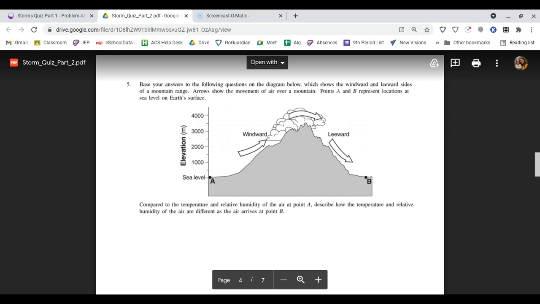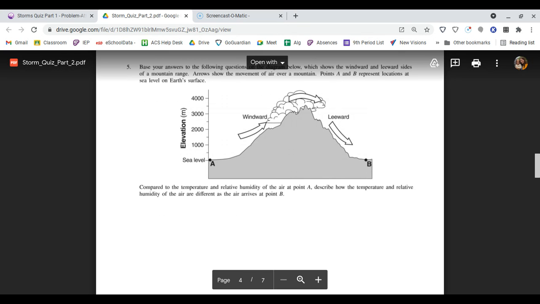Number 5, base your answers to the following questions on this diagram, which shows the windward and leeward sides of a mountain range. Arrows show the movement of air over a mountain. Points A and B represent locations at sea level on Earth's surface.